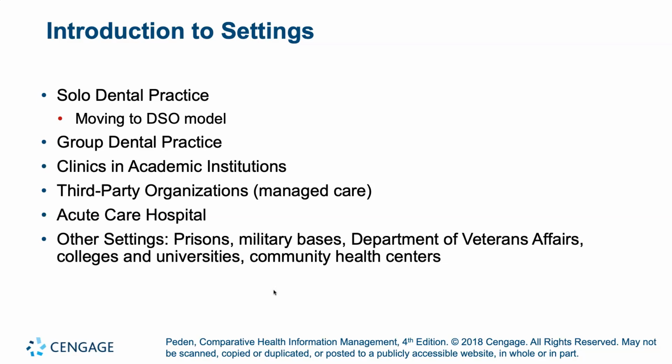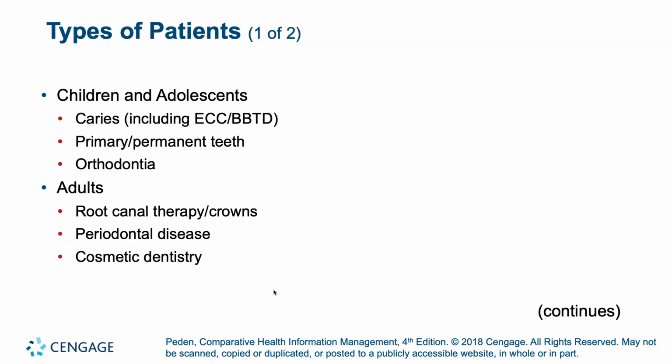Anyway, you can start going through the pages and see what a group dental practice is, and then how there's clinics in academic institutions, how dentists and patients participate in third-party organizations to assist patients in paying for dental services. There are dentists who have privileges in acute care hospitals and perform procedures there. And then, of course, as we talked about in some of these other settings that we've already studied, dentists may be involved there.